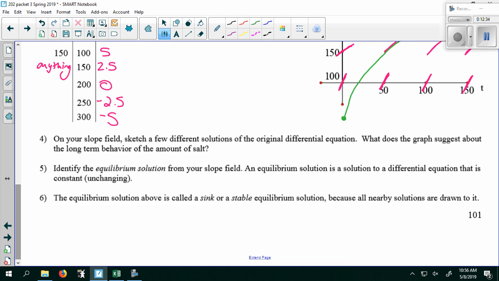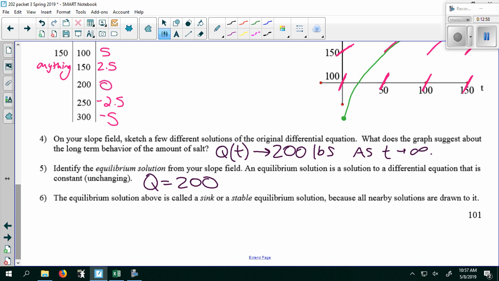So what does the graph suggest about the long-term behavior of salt? It suggests that the quantity of salt approaches 200 pounds over time as t approaches infinity. So the equilibrium solution is q equals 200. That is the solution to a differential equation that is constant or unchanging. An equilibrium solution can be classified as a sink, a source, or a node.